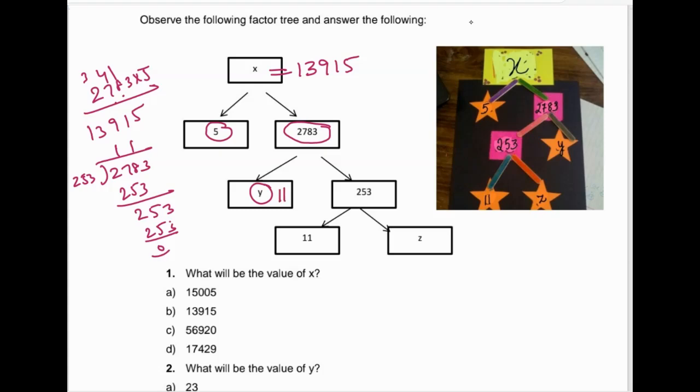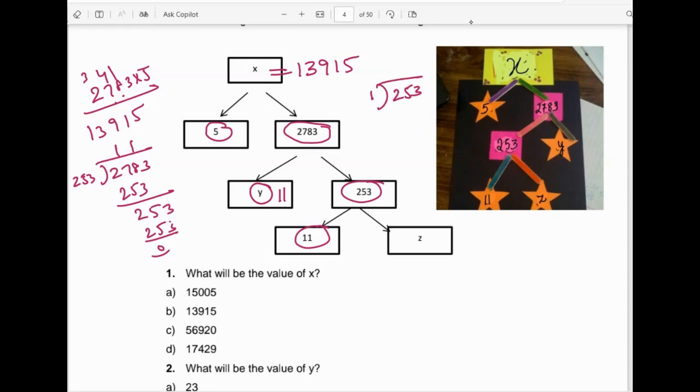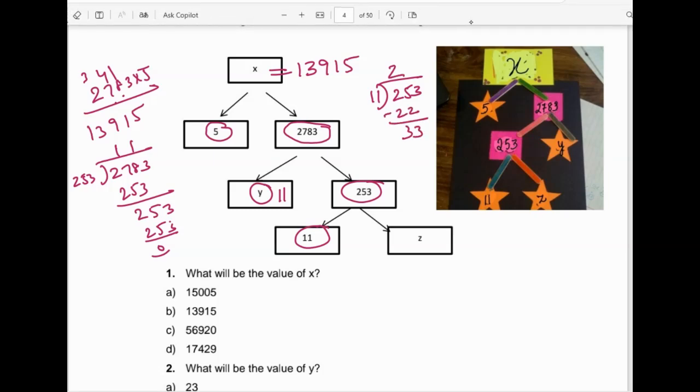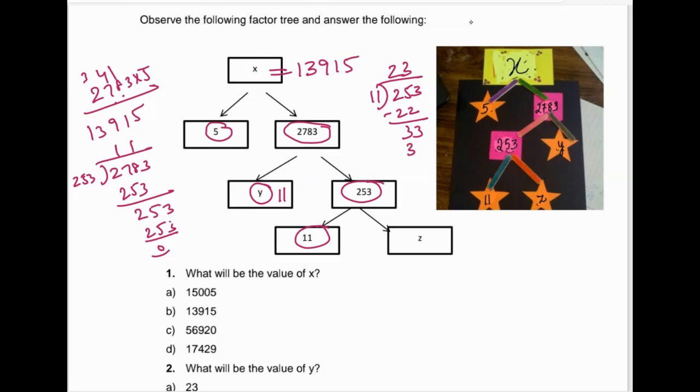Then what will be y? Again you will do the same thing. You will divide 253 by 11. 11 twos are 22, remainder is 33, then 11 threes are 33. So the answer is 23, z will be 23.